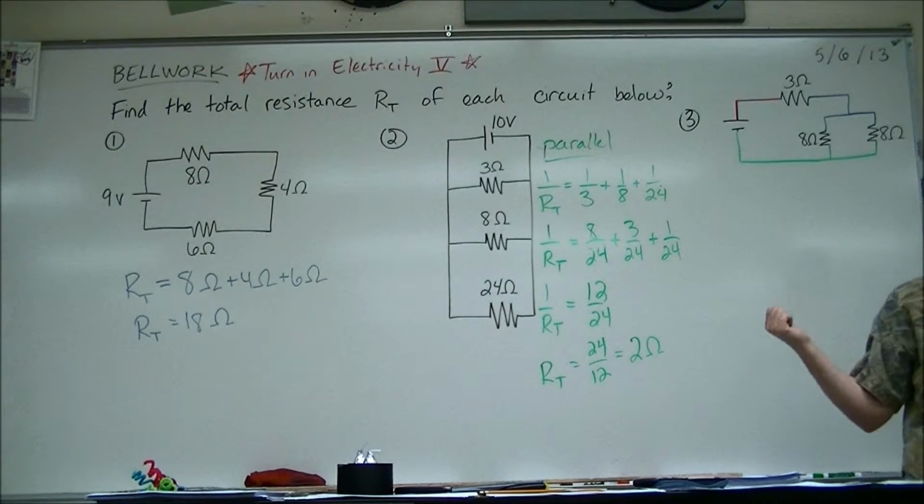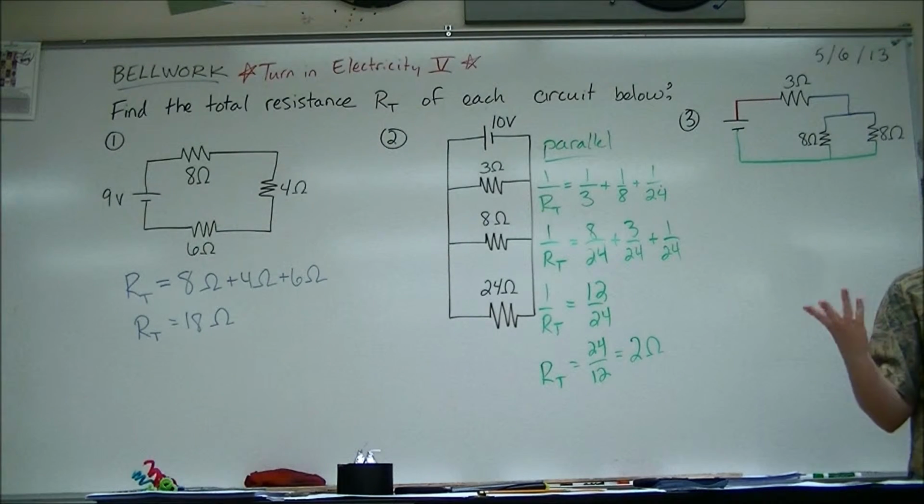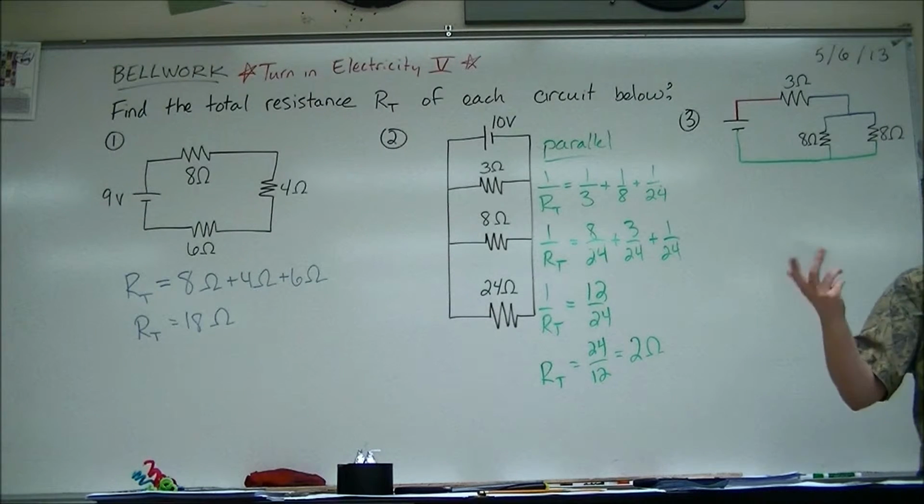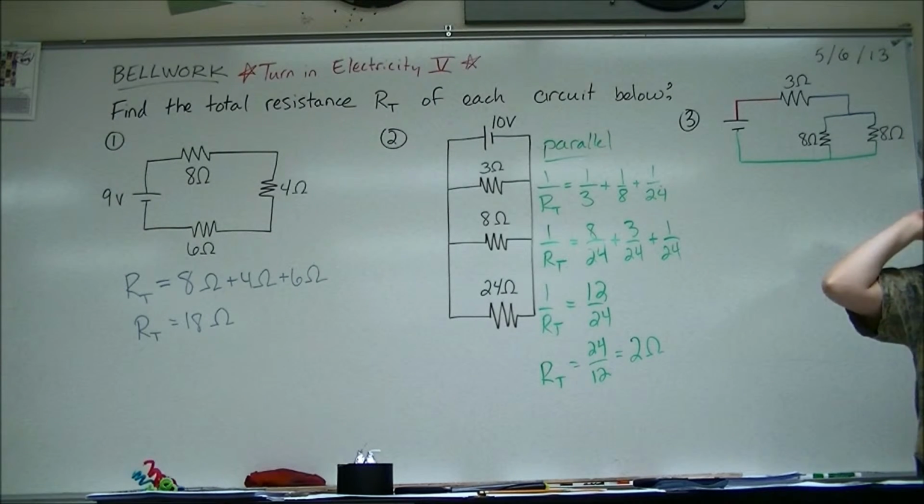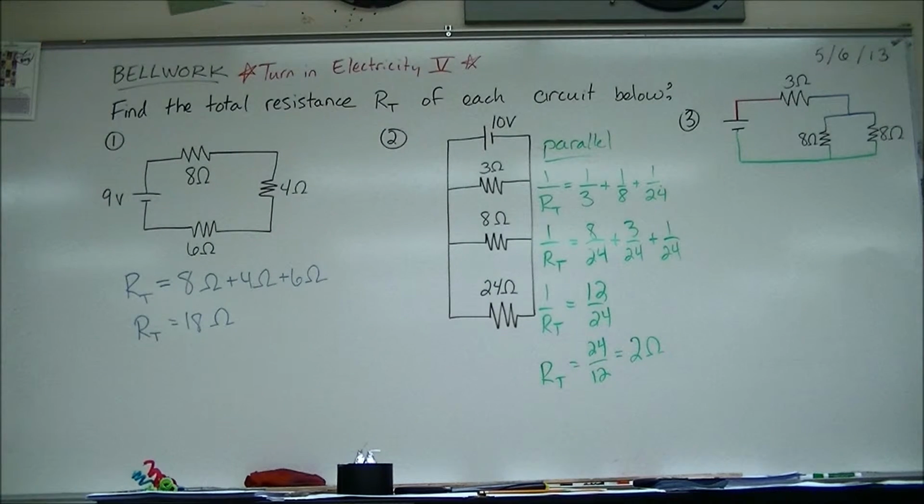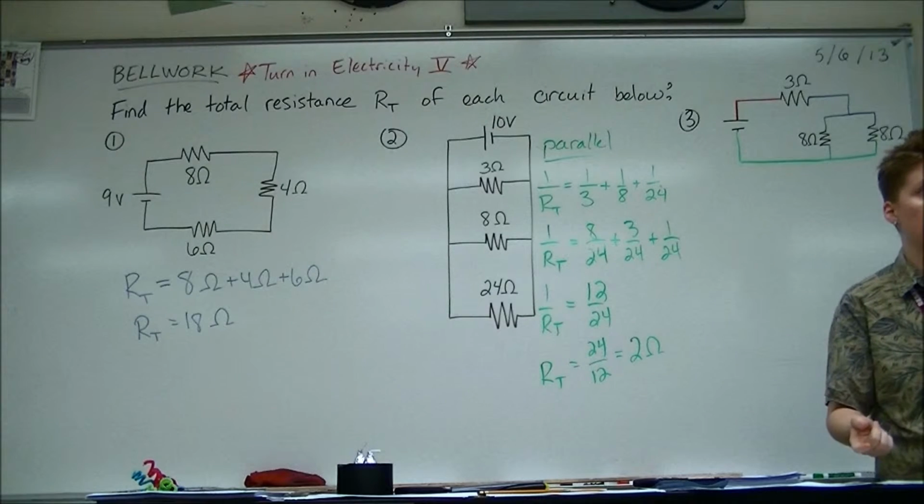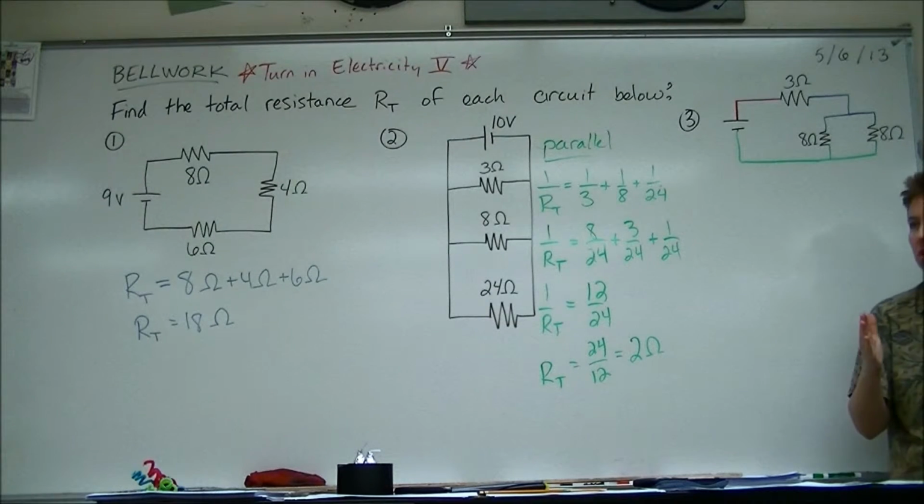Does anybody see any pairs of resistors that are parallel? Brittany? So, the 8s. The 8s, exactly. They start on blue and end on green. Okay, so I know those are parallel. What I can do is find two resistors that are either parallel to each other or in series with each other. And then I'm going to combine those two resistors.